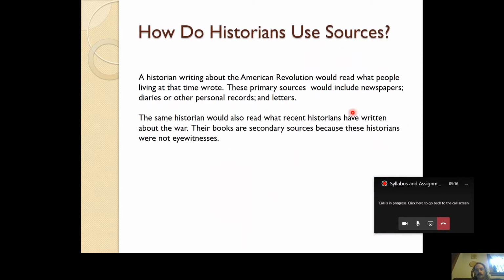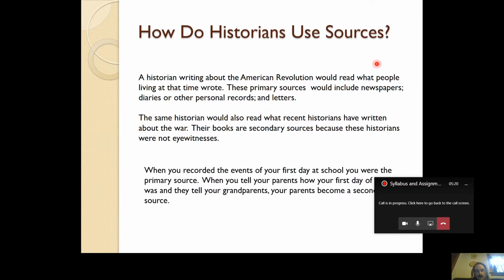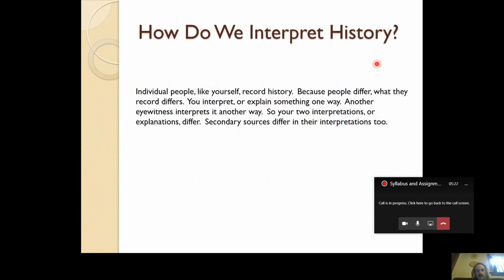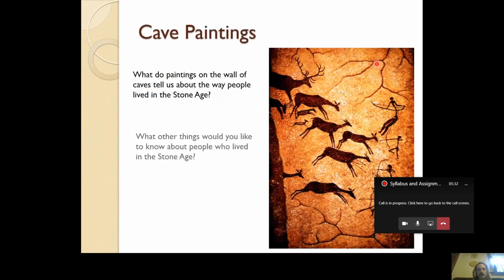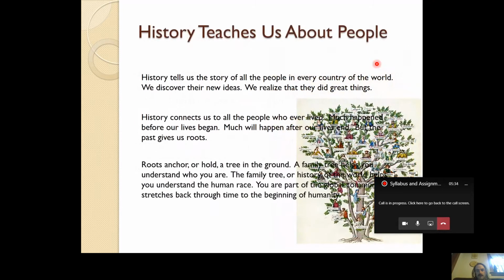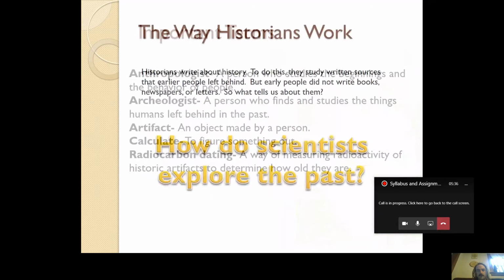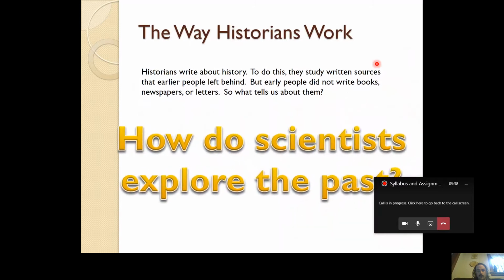How do historians use sources? We already covered that. They read things and they write about it. They analyze it. Individual people like yourself record history, so then we read what they write, and boom. Cave paintings, we covered that stuff. This is all old stuff, so don't worry about the fact we're just skipping right through it.